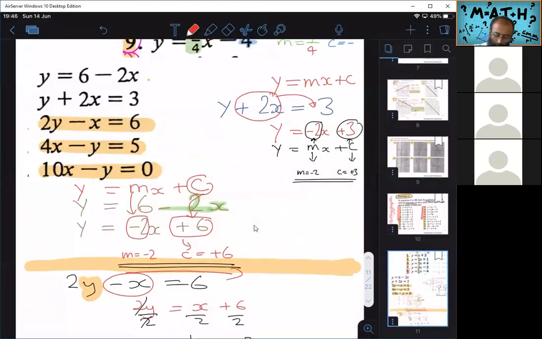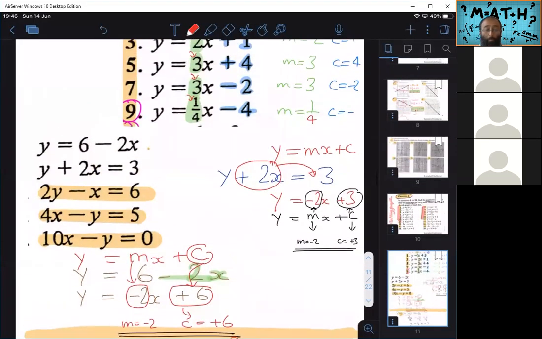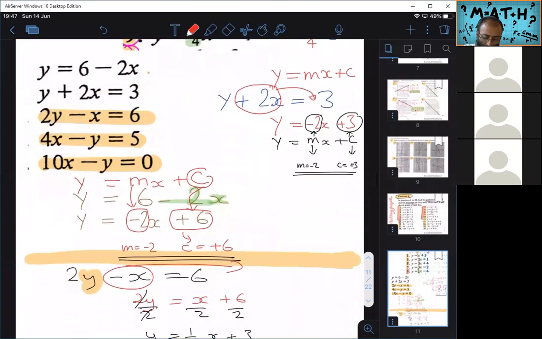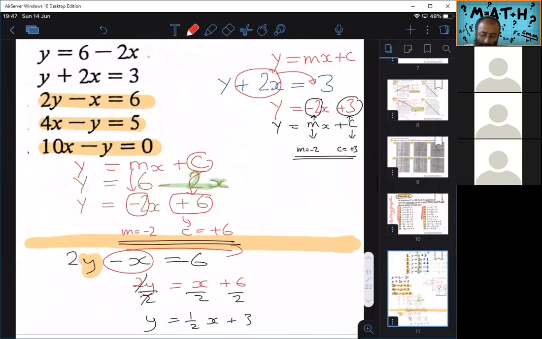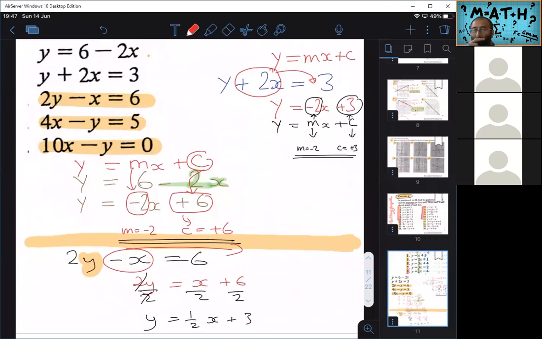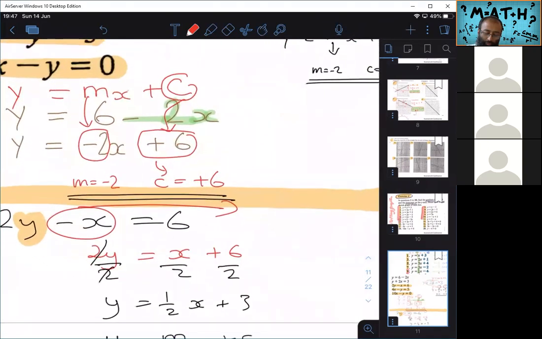Okay, let's resume. Okay, right. So let's have Eliza. What was the answer for the first question? The 2y minus x equals 6. What did you get for your equation when you rearrange it? I got y equals minus 2x add 6. Okay, I got y equals half x plus 3. That's what I got as well. Okay, so I want you, Eliza, to feast your eyes on that.